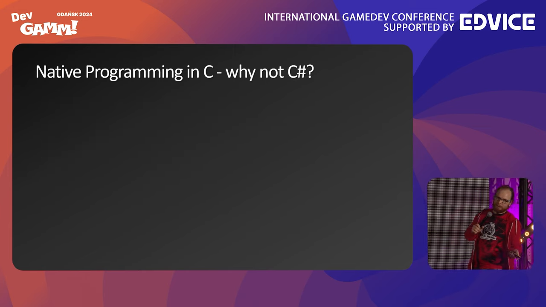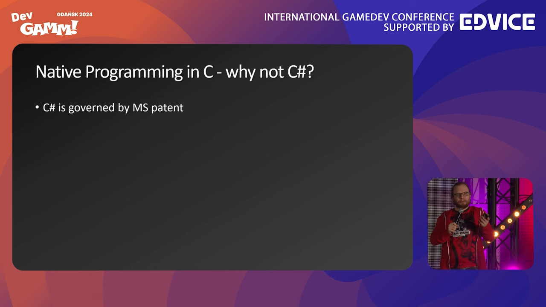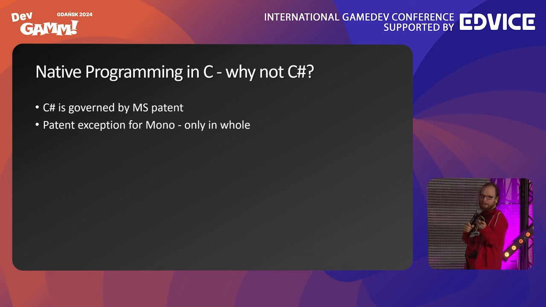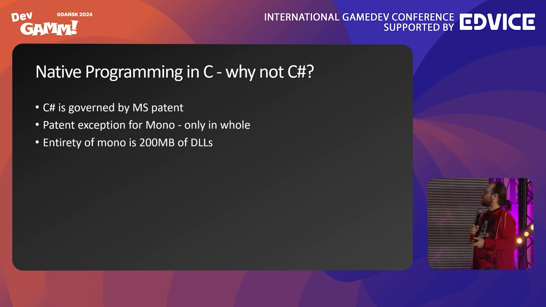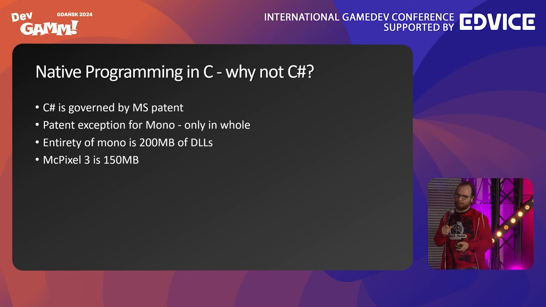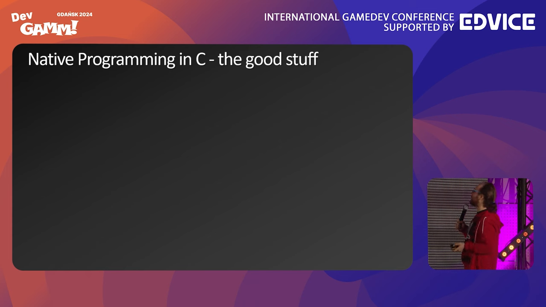Now, why not C#? Oh, I could do C#. So C# is patented. You probably didn't know that because Unity paid the patents. And the patent exception is for Mono. You can use Mono, but only in whole. So the whole package of Mono is 200 megabytes of DLLs, and McPixel 3 is 150 megabytes. So I didn't want to use that. I thought about that, but it just doesn't make sense.